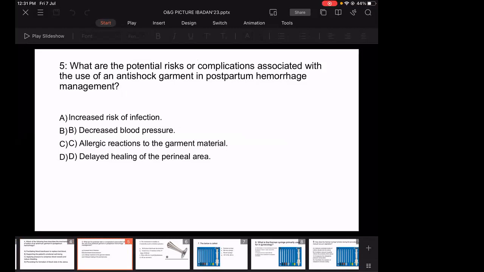Question 5, what are the potential risks or complications associated with the use of anti-shock garments in postpartum hemorrhage management? A, increased risk of infection. B, decreased blood pressure. C, allergic reactions to the garment material. D, delayed healing of the perineal area. So what do you think can result as a complication?